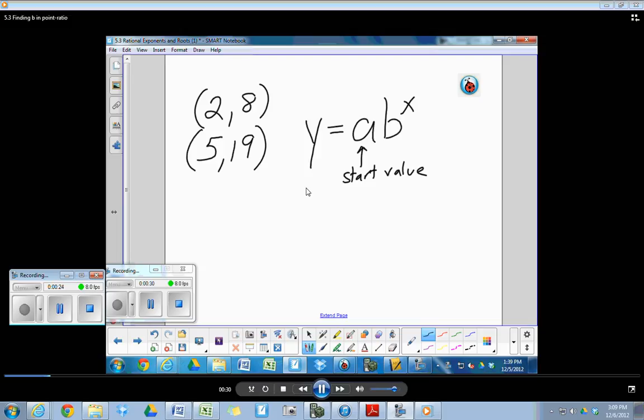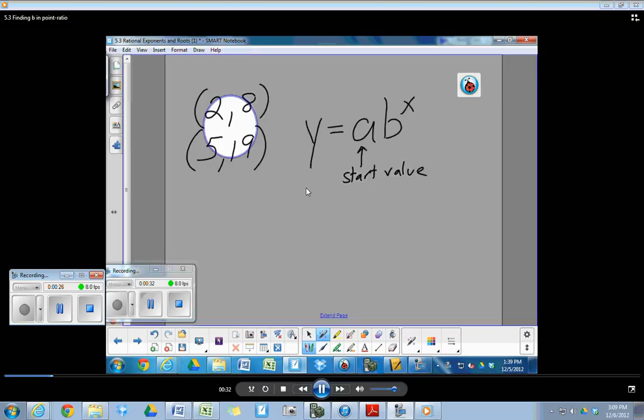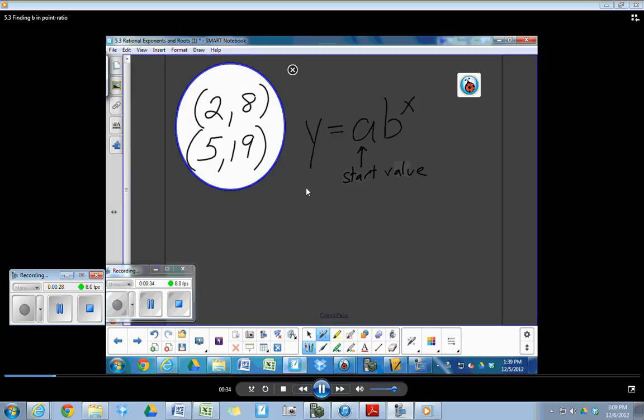It's typically years. In this problem, however, I don't give you the start value. Neither one of these points is of the form 0, comma something. If we knew 0, comma something, we would have the a value, but we don't.